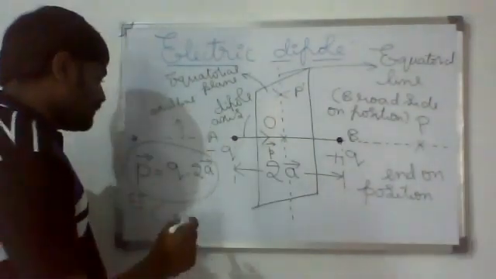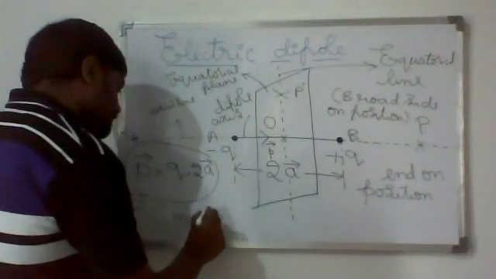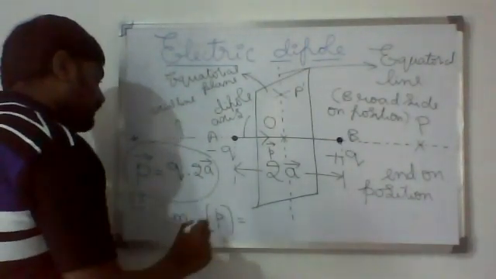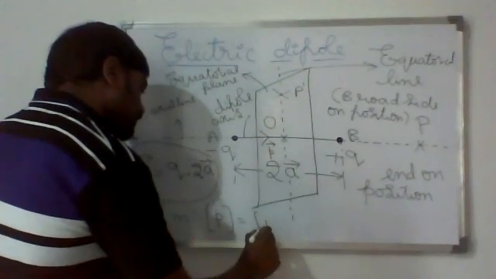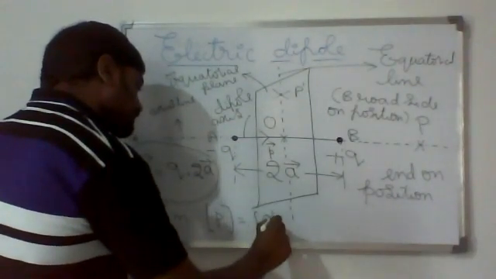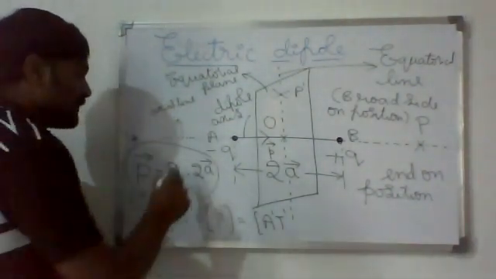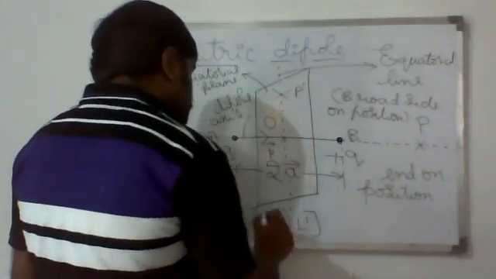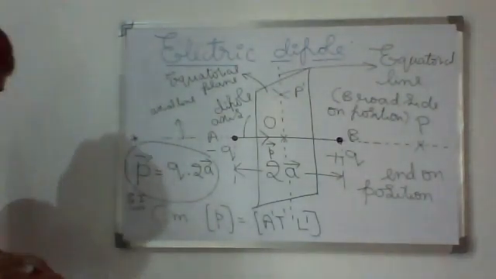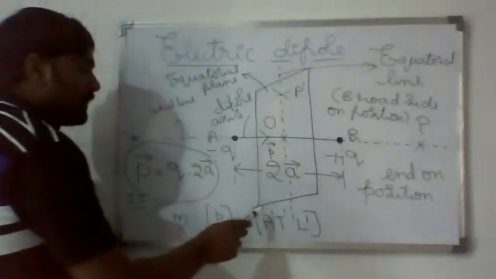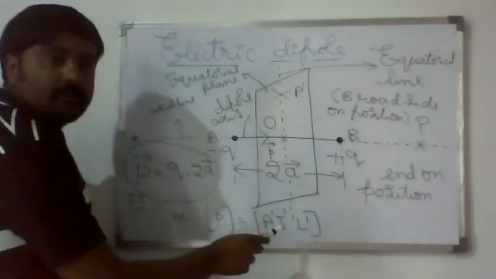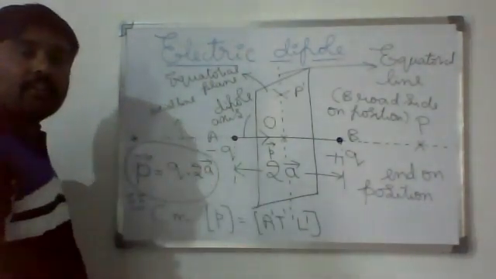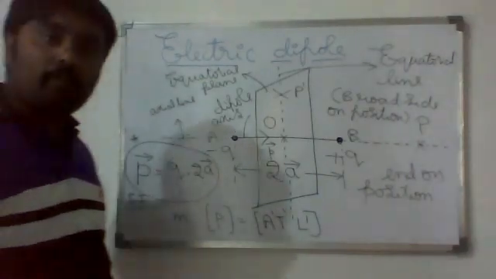And its dimensional formula: the charge dimensional formula is 1 in ampere and 1 in time. Distance dimensional formula is L. So 1 in ampere, 1 in time, and 1 in length. This is the dimensional formula of electric dipole moment.